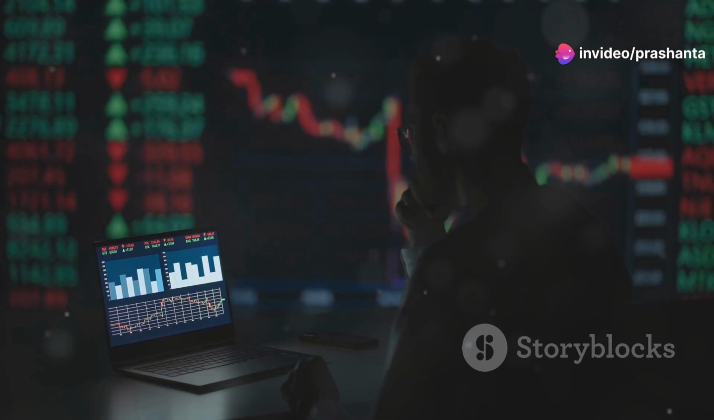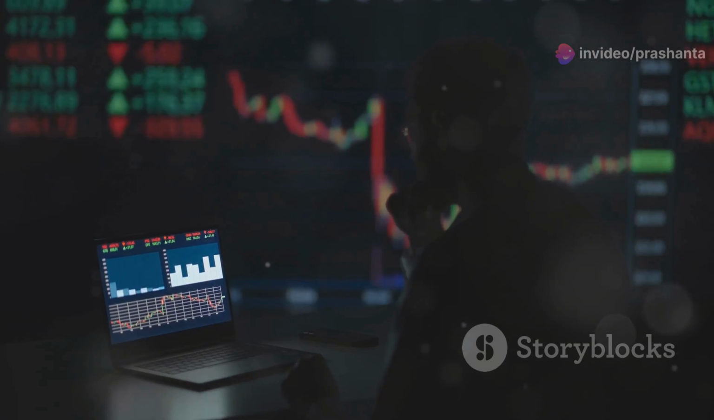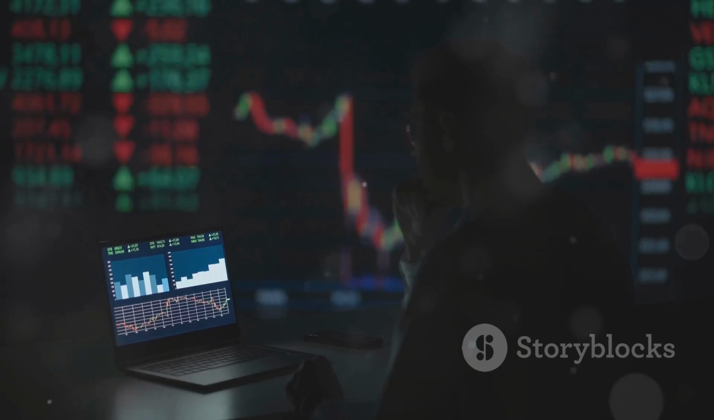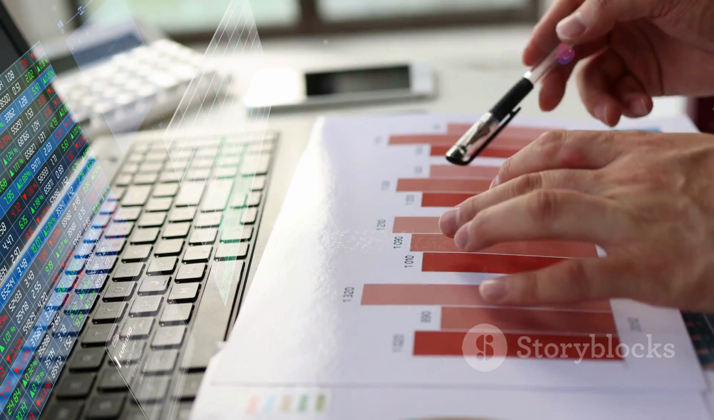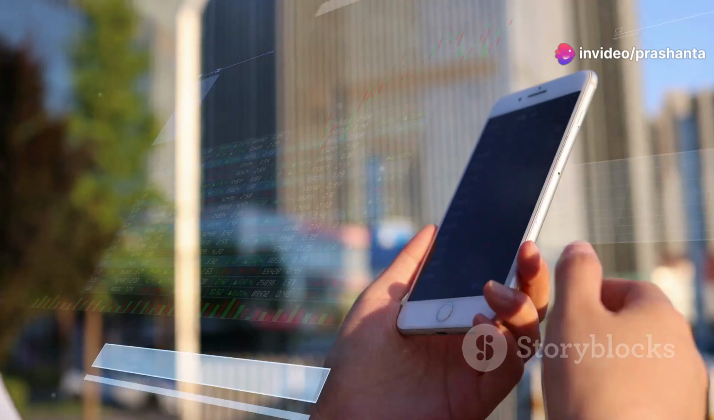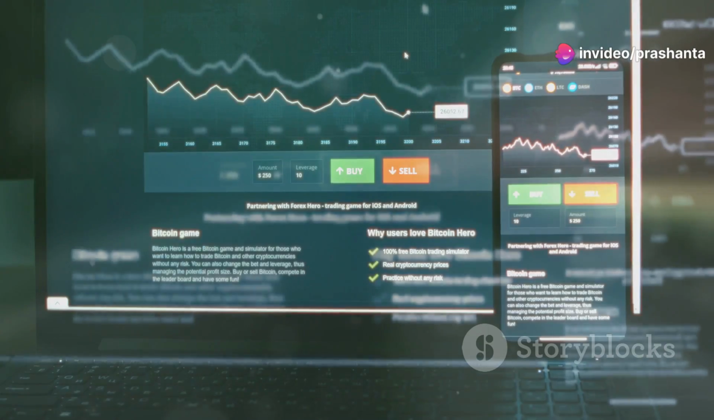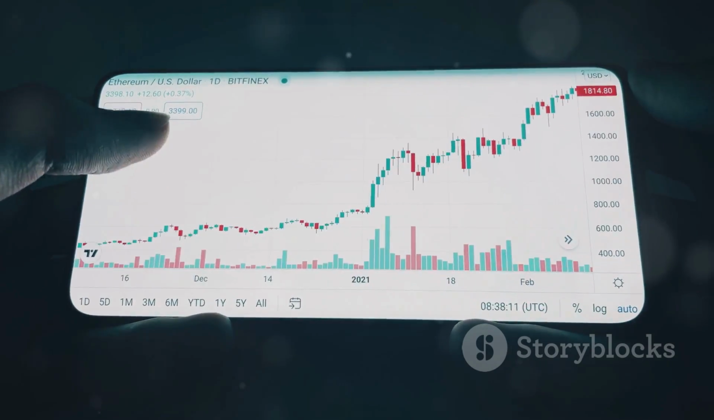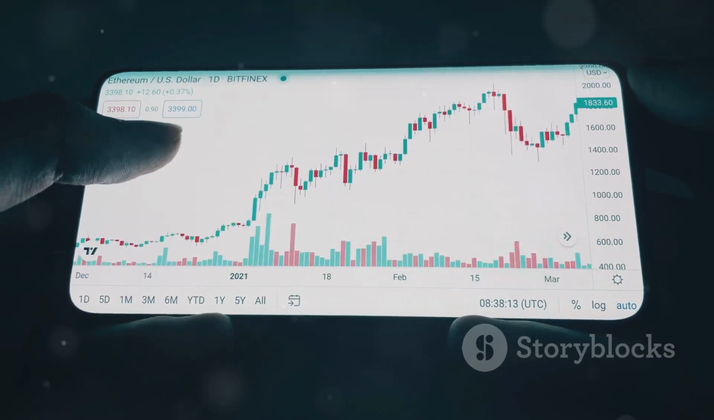Now that we've covered the basics of calls and puts, let's dive into some key strategies that can help you make smarter, more profitable trades. One of the most critical factors to consider before buying any option is market sentiment. Are you bullish or bearish on the underlying asset? If you're bullish, you might consider buying call options, hoping to profit from a price increase.